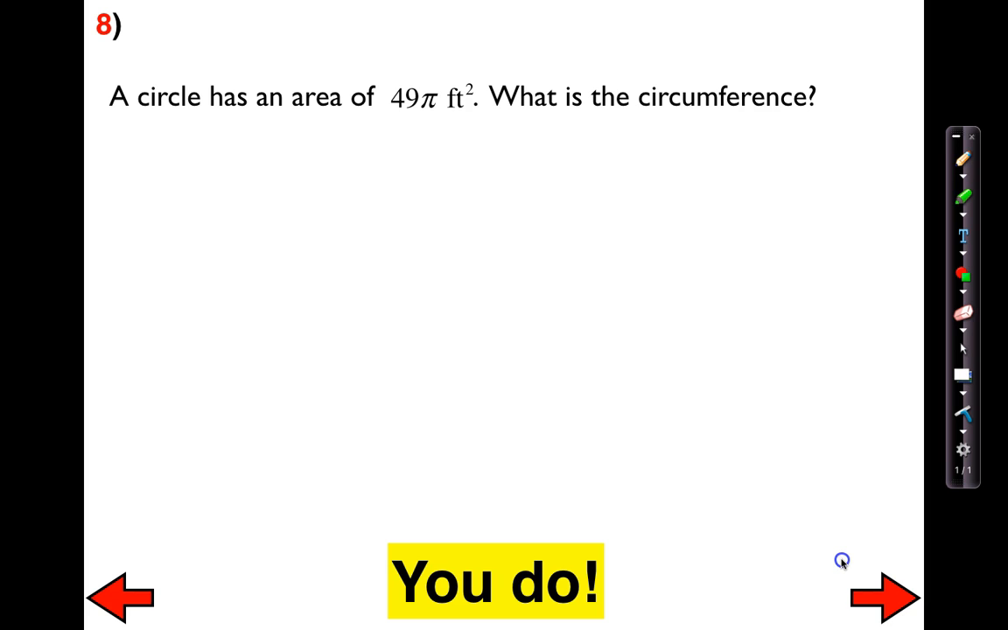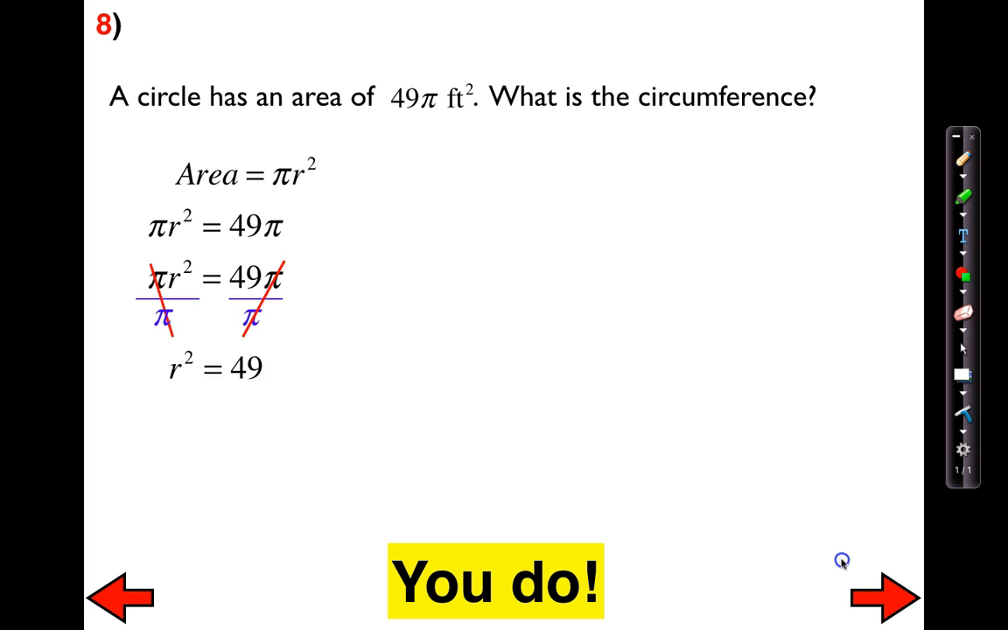Okay, so let's see how well we did. Again, you're going to do exactly what I did earlier. You start with knowing that in order to find the area, you're going to do pi times r squared. You replace the area with your 49 pi. In this case, you can divide both sides by pi, leaving you with just r squared is 49. So what number could you square to get 49?